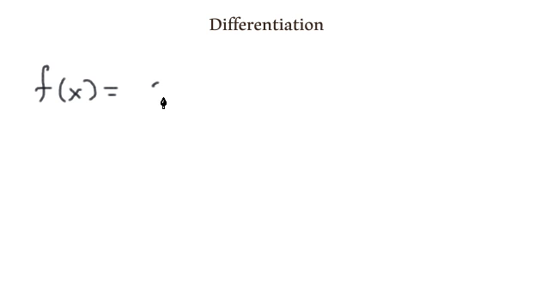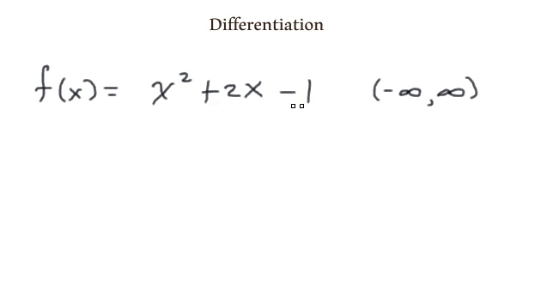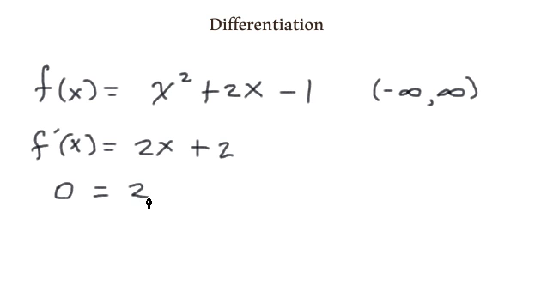So we have f of x equal to x squared plus 2x minus 1. And remember, we're on the interval between negative infinity and positive infinity. This is the interval we're on. The first thing I'm going to do is take the derivative of this. Hopefully you know how to take the derivative of something as easy as this polynomial. Then we're going to find the critical numbers. We take the derivative, set it equal to 0, and solve for x.